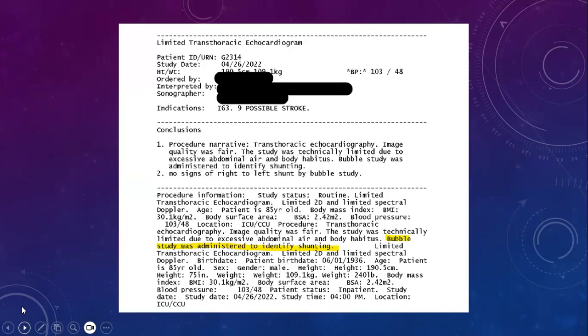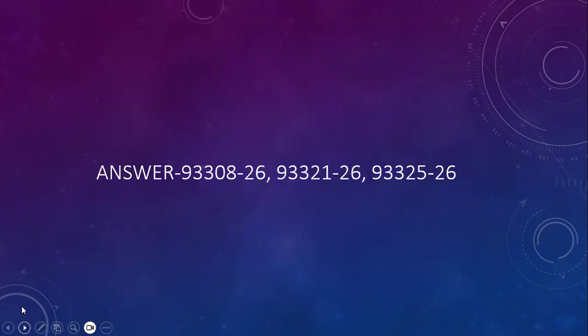Here is an example of a limited TTE procedure. The call out on this particular one is that a bubble study was administered to identify shunting. Like I mentioned earlier, they could be looking for an atrial septal defect, a ventricular septal defect, but most commonly they're looking for a PFO, or a patent foramen ovale. So in this case, they're going to get 3 codes. You're going to get your limited Echo 93308 with 26 modifier. You're going to get your limited spectral 93321 and your color flow 93325, all with your 26 modifier.